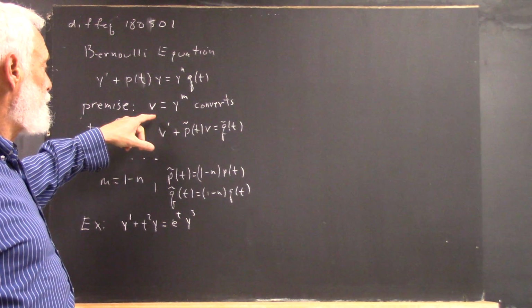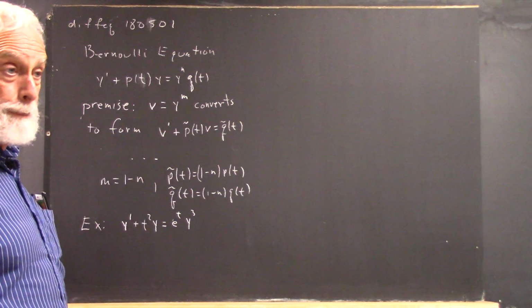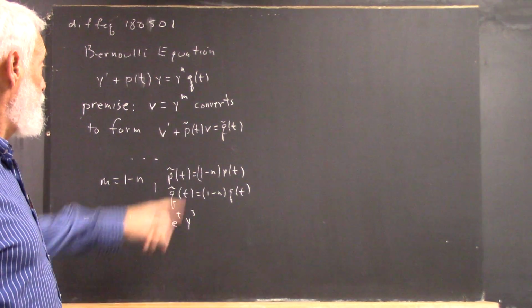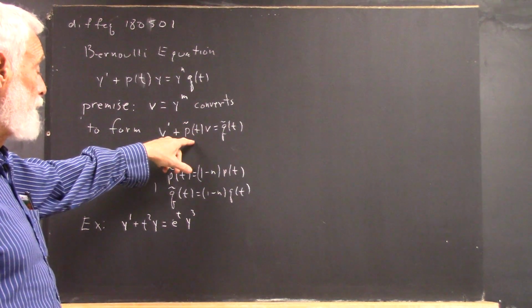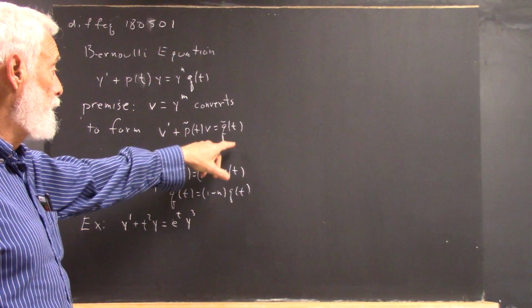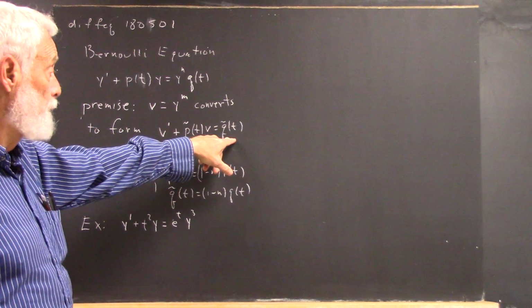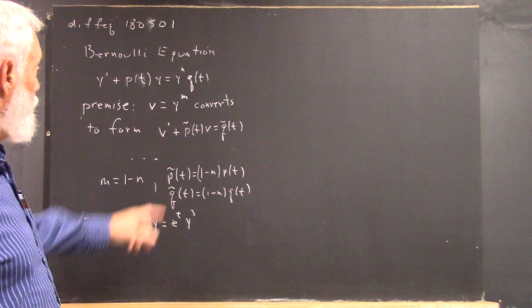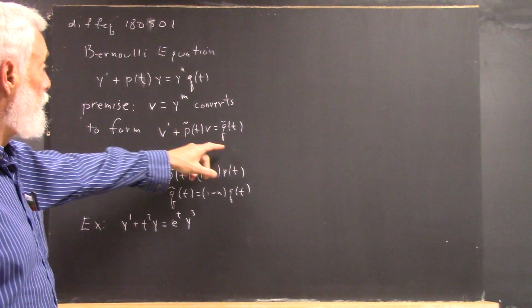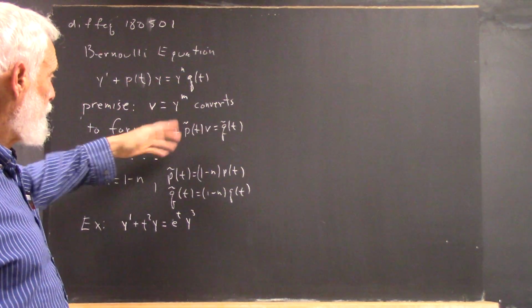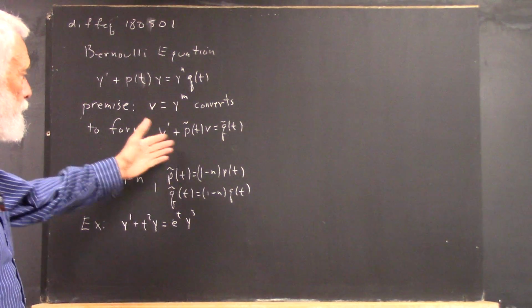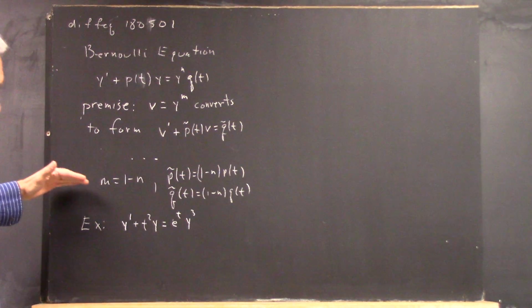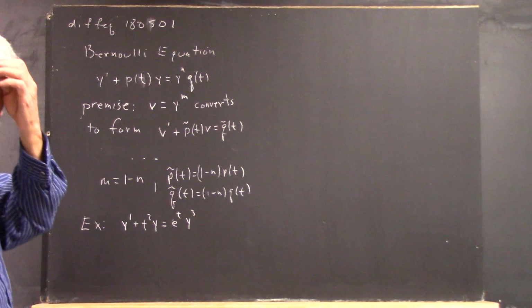The premise is that v equals y to the m, and that should convert the equation to a form v prime plus some function of t times v equals some other function of t. I'll call this function p tilde, call this function q tilde. Now that's not a notation you get in the book, but it's convenient for stating what happens to the equation.